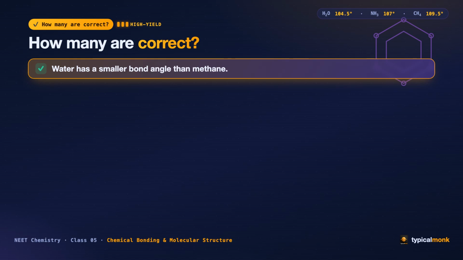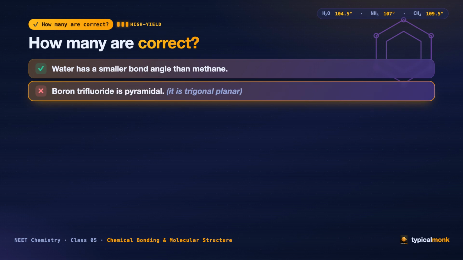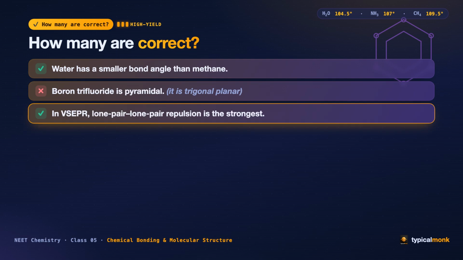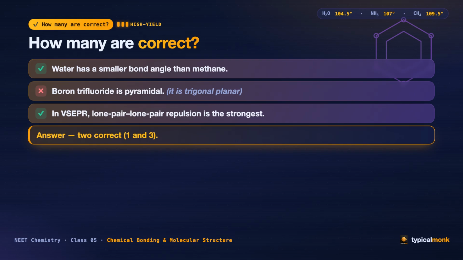Here's a favorite new NEET format. I will read some statements. You silently count how many are correct. Statement 1. Water has a smaller bond angle than methane. Hold your verdict. Statement 2. Boron trifluoride is pyramidal. Picture that flat triangle before you decide. Statement 3. In VSEPR, the lone pair on lone pair repulsion is the strongest of them all. So, how many are correct?